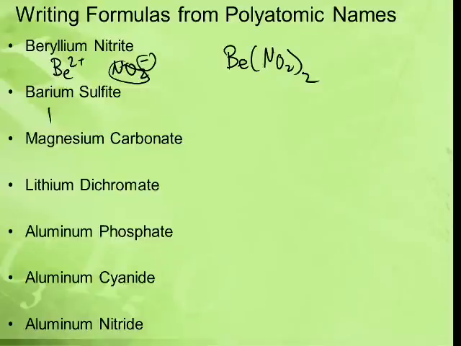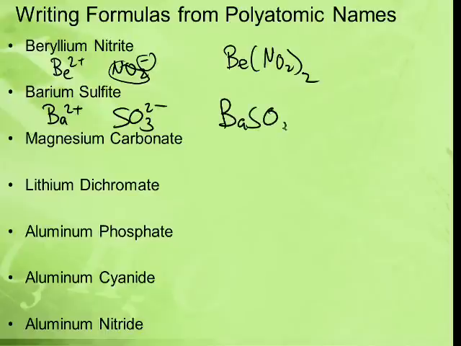Barium is Ba2 plus. Sulfite is SO3 2 minus. So look, it's a 2 minus to 2 plus. It's going to be BaSO3, and that would be it.